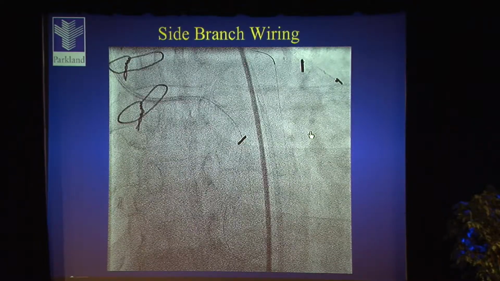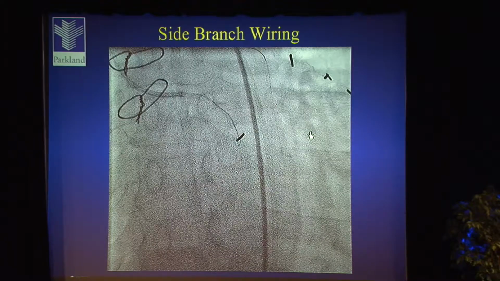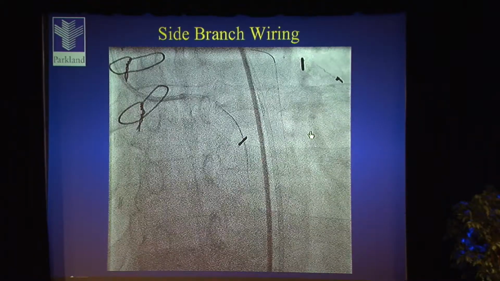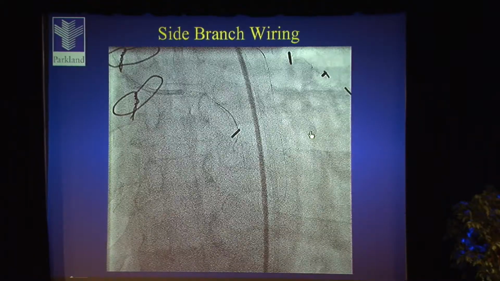We take a second wire to get into the AV groove circumflex right at the bifurcation distally. You can see the wire enter there. So now we have two wires in our two branches in an antegrade fashion. We've dilated the tracks up. What are our options in terms of stenting here?